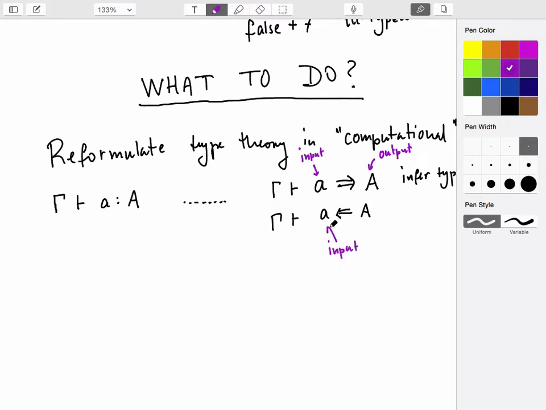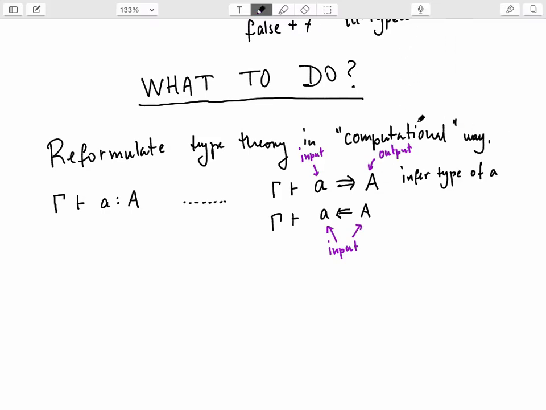So the type checking, this means check. So here you say check that A has type A. And this either succeeds or it fails. And if it fails, that means something's gone wrong. Okay? So the output is determination. If it comes back, it means it succeeded.